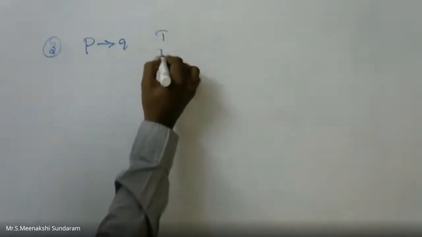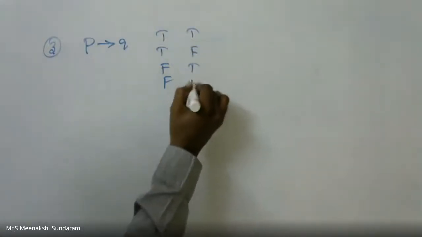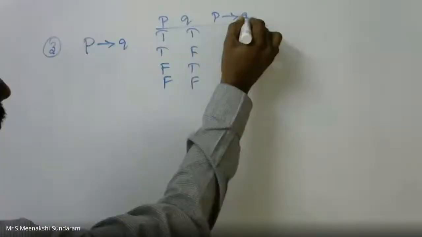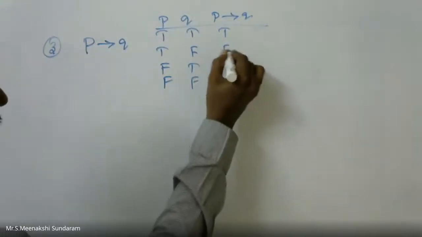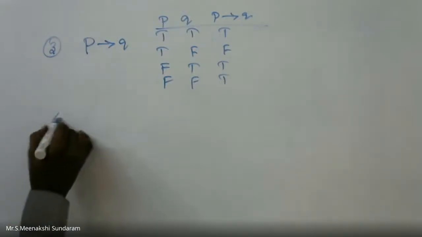P is true, true, false, false, and Q is true, false, true, false. The answer is true, false, true, false. True, true, false, only false, true, true. Only true, false, only true. All other cases are true. That is the third one.